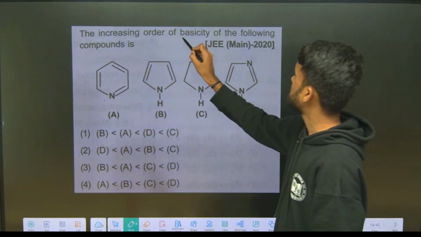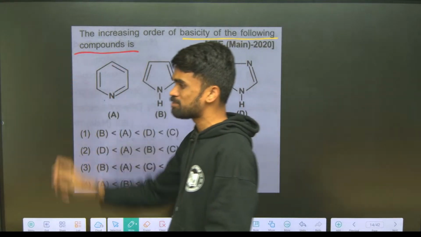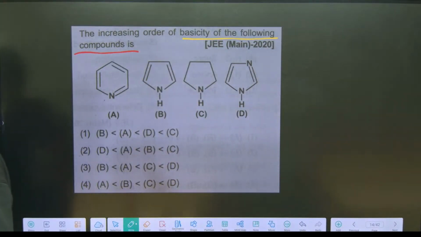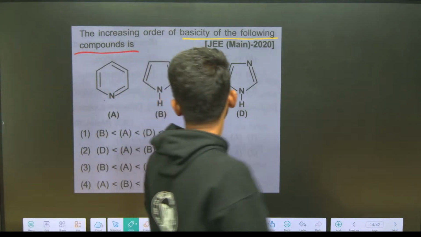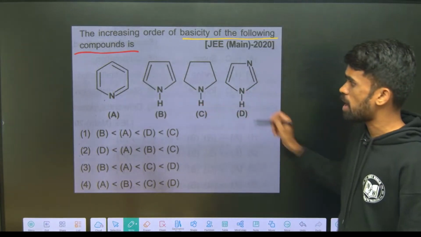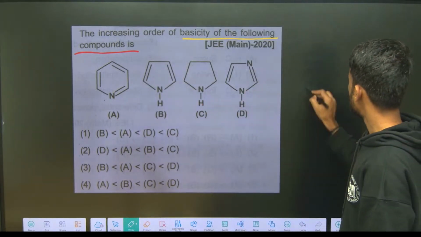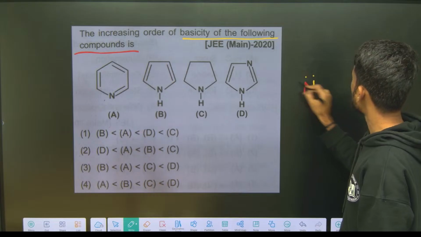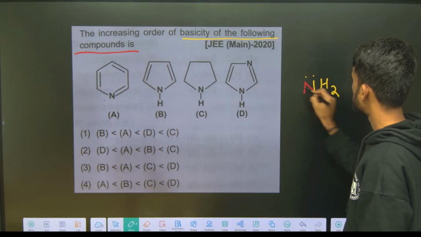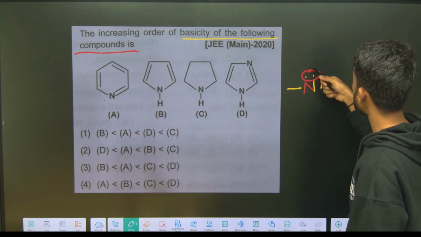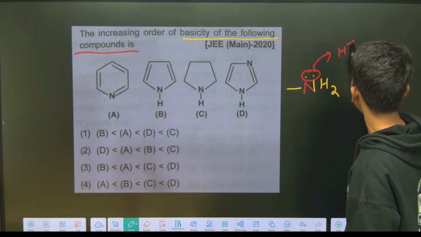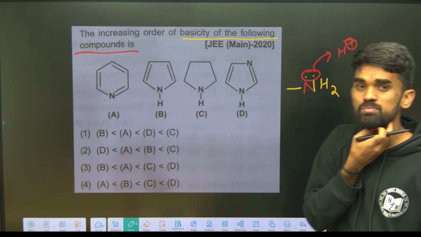Tell me the correct basicity order of the given compounds. Which is more basic in the given four options? Look here. Basic nature in the case of amines or nitrogen derivatives is just because of the lone pair electrons present on the nitrogen atom. If these lone pair electrons are ready to accept an H plus ion, then we can say the given compound is more basic.